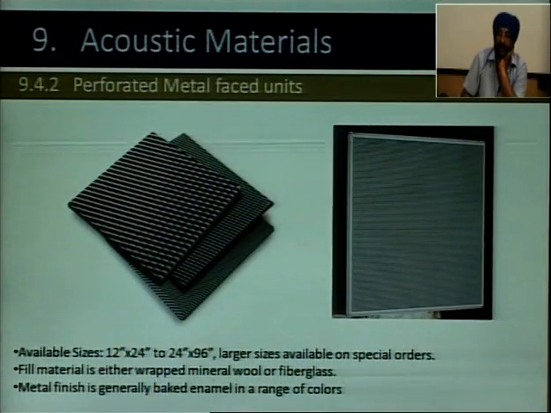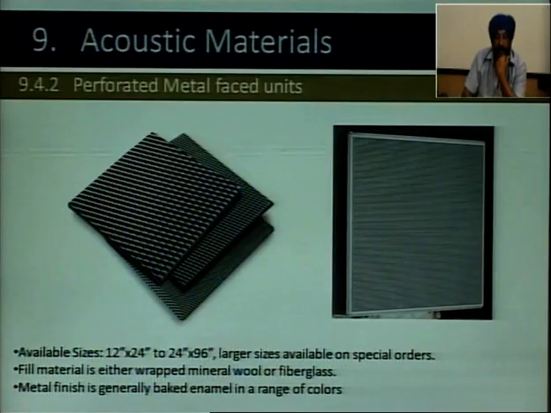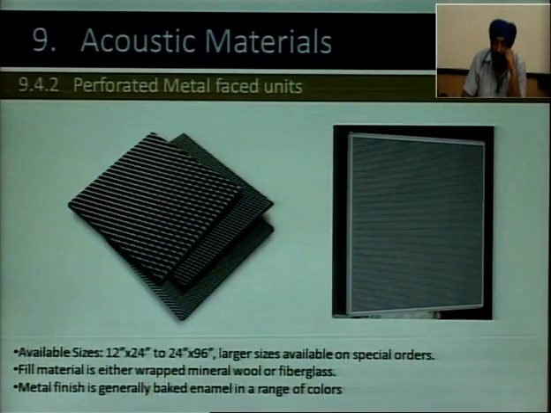So, next is perforated metal face units. These are also very elementary, you must have observed them at many places, available in the size of 1 foot by 2 feet, and even in larger dimensions you could get these. They fill material in either wrapped mineral wool or fiberglass. So, this is one of the best and cheapest materials for absorption of sound. The metal finish is generally baked enamel and available in a range of colors.